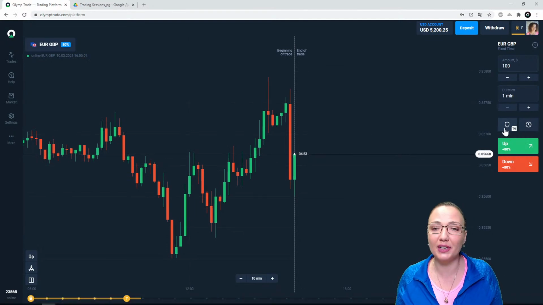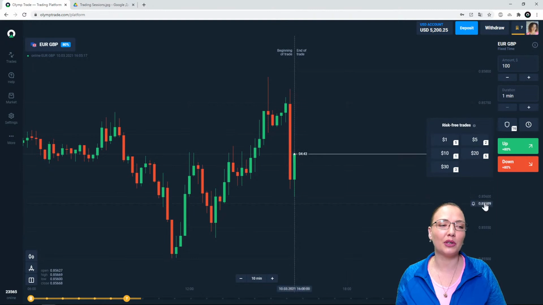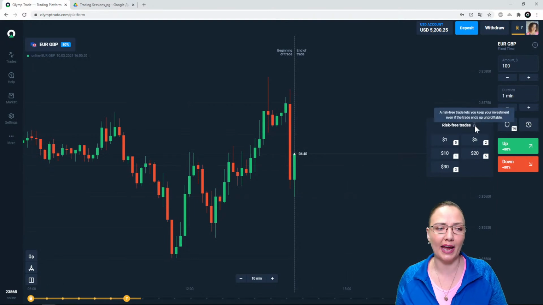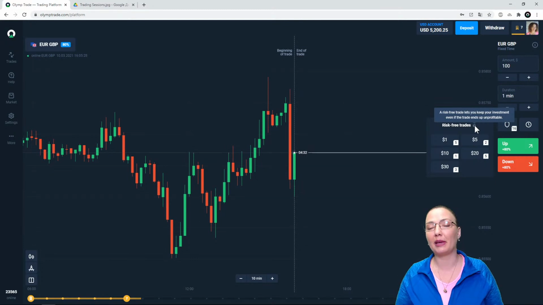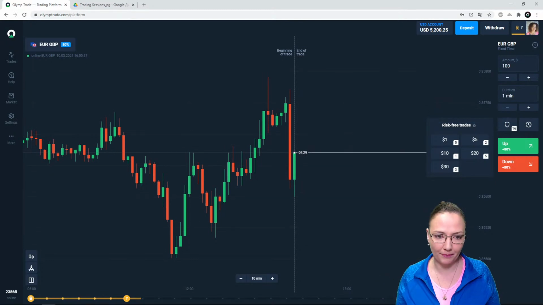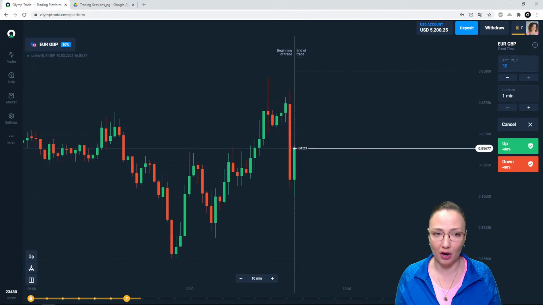And if you have risk-free trades, you're going to find them right here on the right-hand side in the trade parameters. There's a little safety sign, so this is risk-free. And if you click on here, you can see how many risk-free trades you have. So basically, risk-free trade means that if your forecast is incorrect, the trade amount will just return back to your account. So let's say that I have a risk-free trade for $30. As you can see, my trade amount automatically changes to $30.